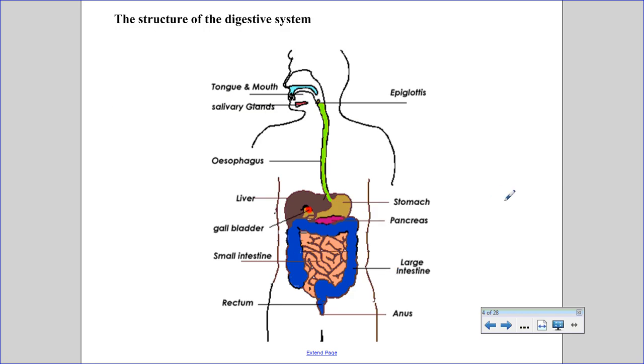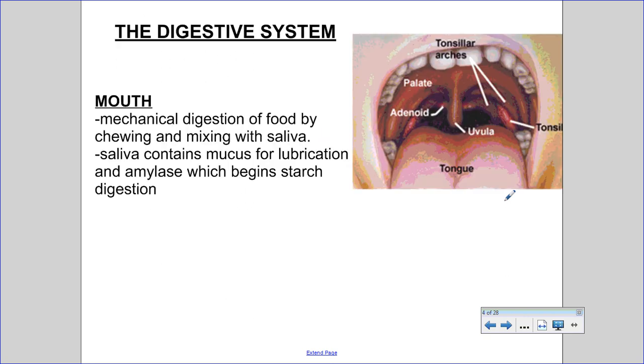So in digestion and absorption, it requires you to consider the structure of the digestive system. The various organs that make up the digestive system are all connected together and perform specific functions to achieve digestion and absorption. And so we'll basically start at the top and work our way down.